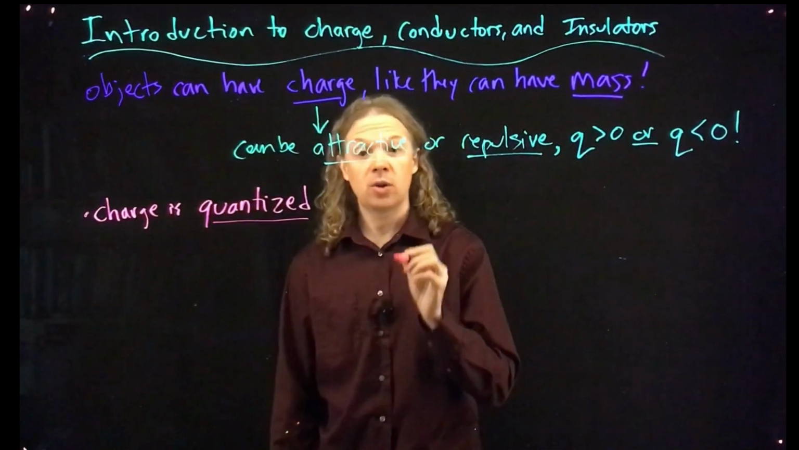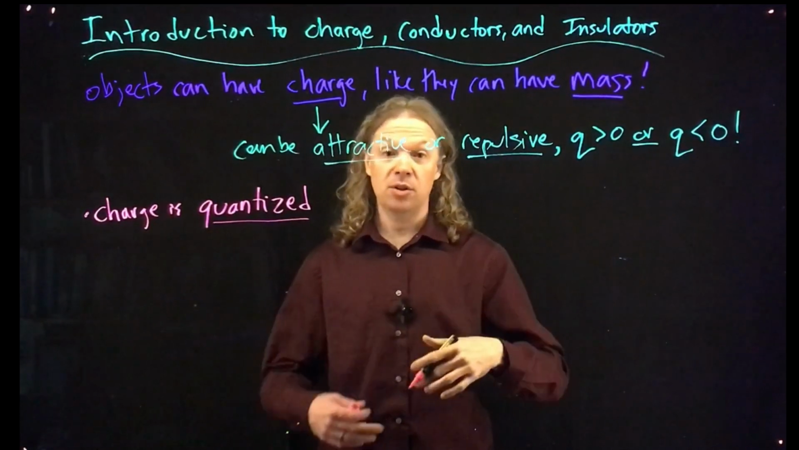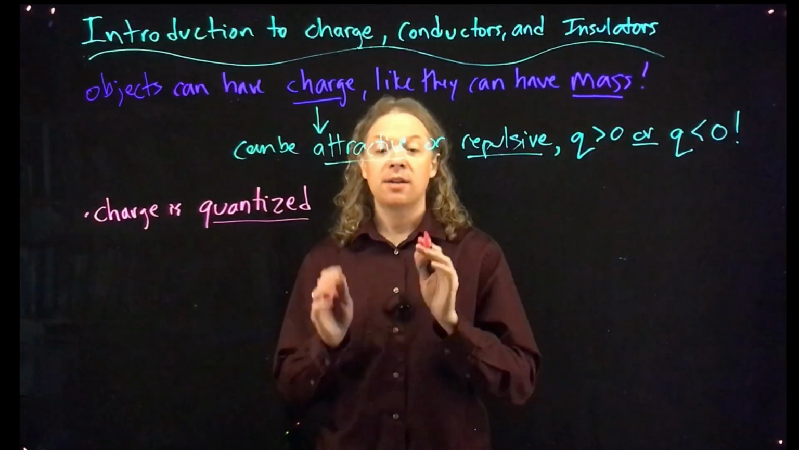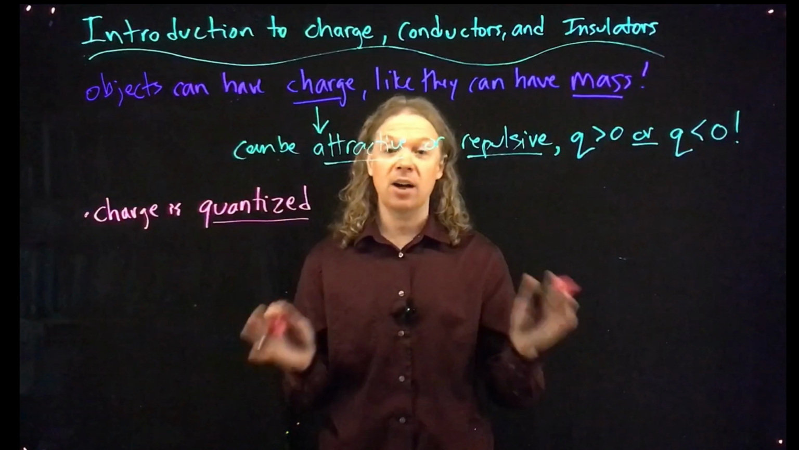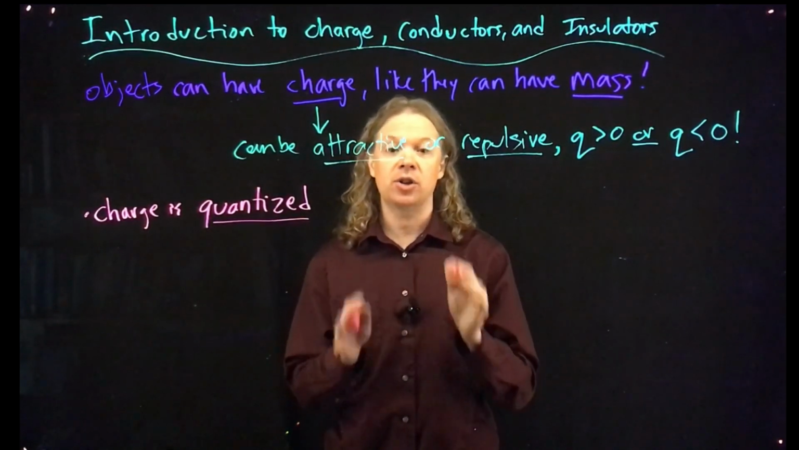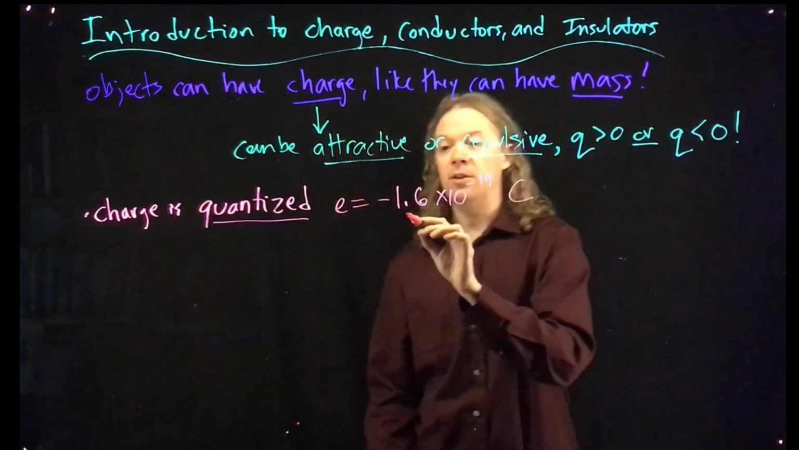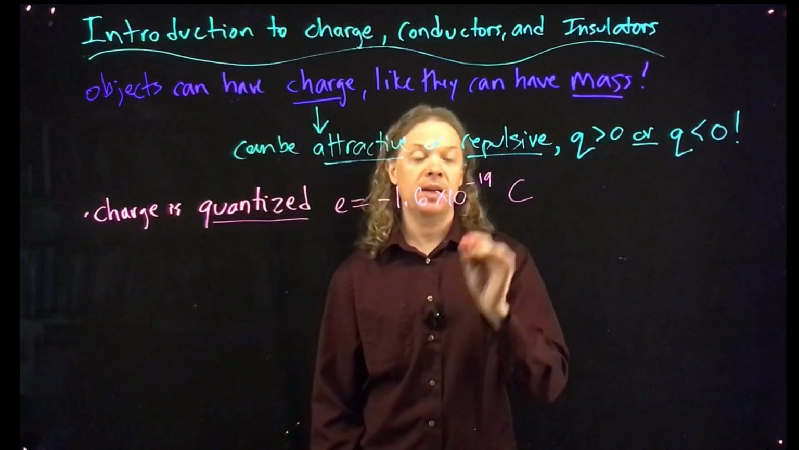So charge is quantized. You may know of this thing called quantum mechanics, which is a huge topic in physics. But in this context, quantized just means comes in little itty-bitty packets. So you can't get any charge in the entire world you want. You have to get charges in chunks of electron charge. The electron charge is with a minus sign because the electron is negatively charged, 1.6 times 10 to the minus 19 coulombs.